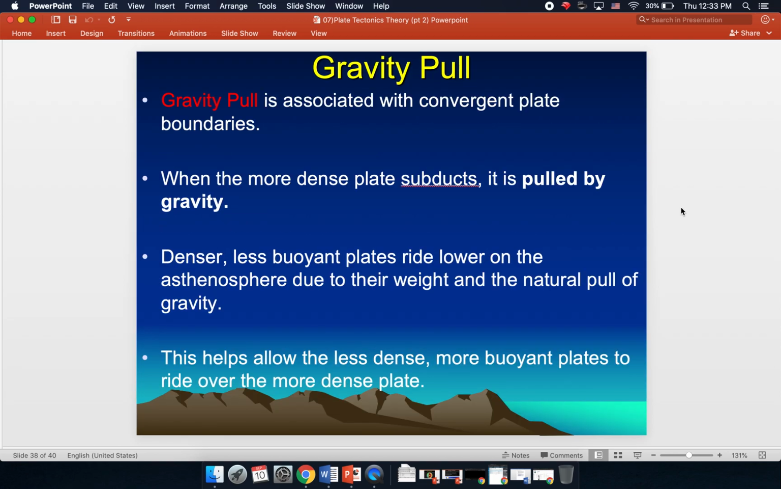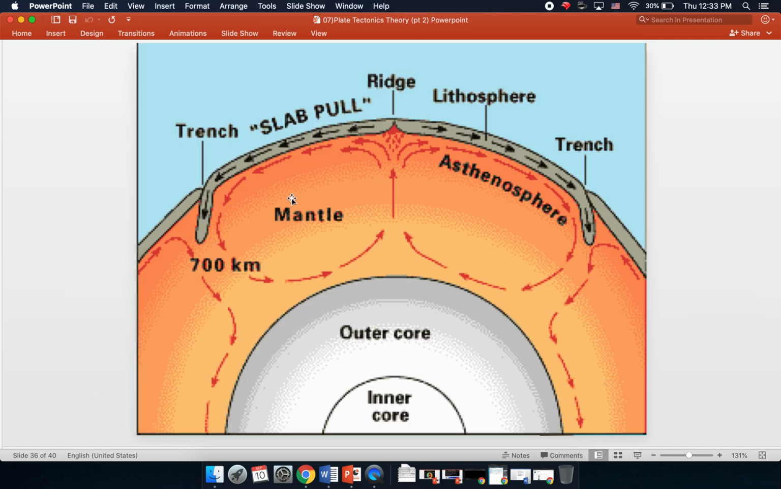So the more dense, less buoyant plates ride lower on the asthenosphere due to their weight and the natural pull of gravity, like I've been explaining. This helps allow those less dense, more buoyant plates to ride over the more dense plate. So just to show you this again, this plate here is more dense than this plate. That's why this one is going down under while this one is staying on top.